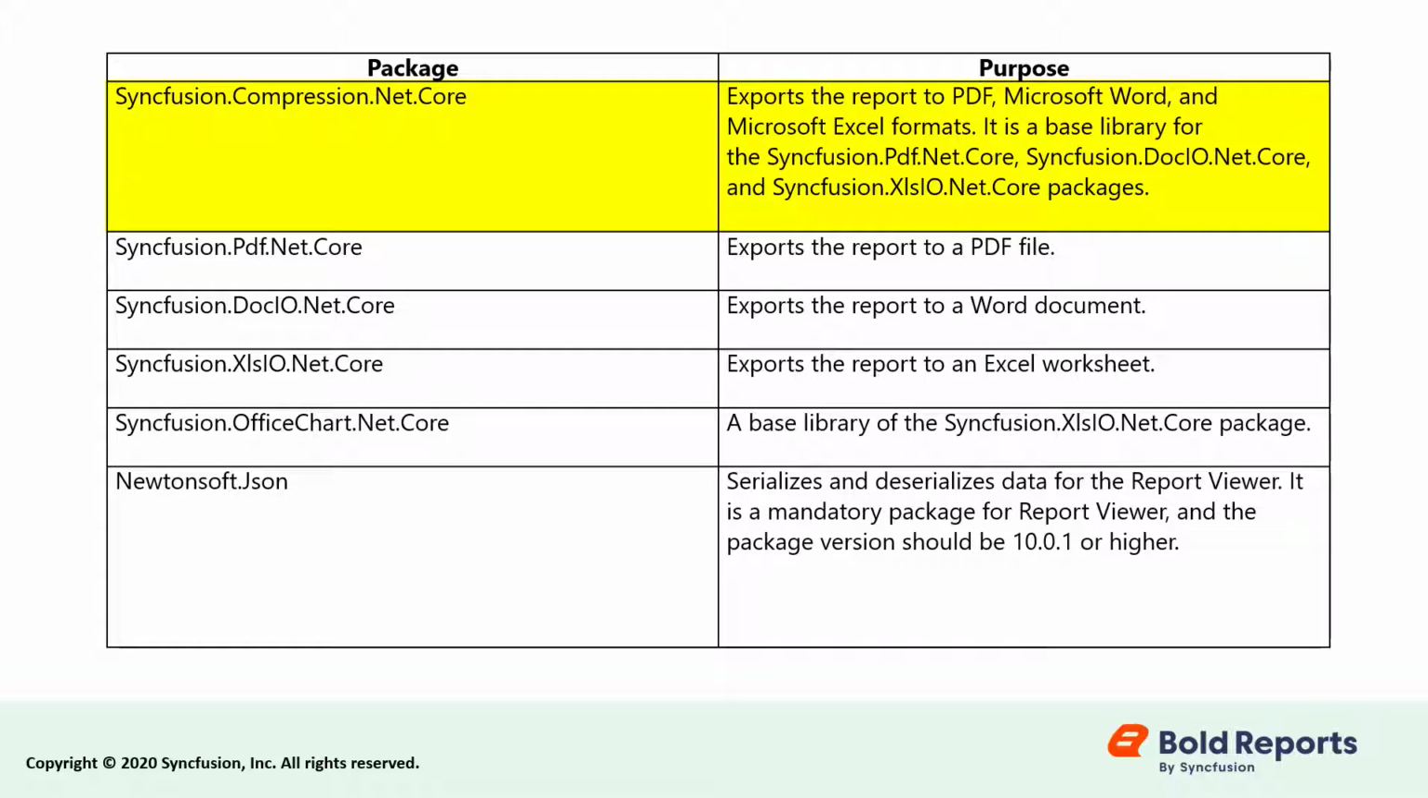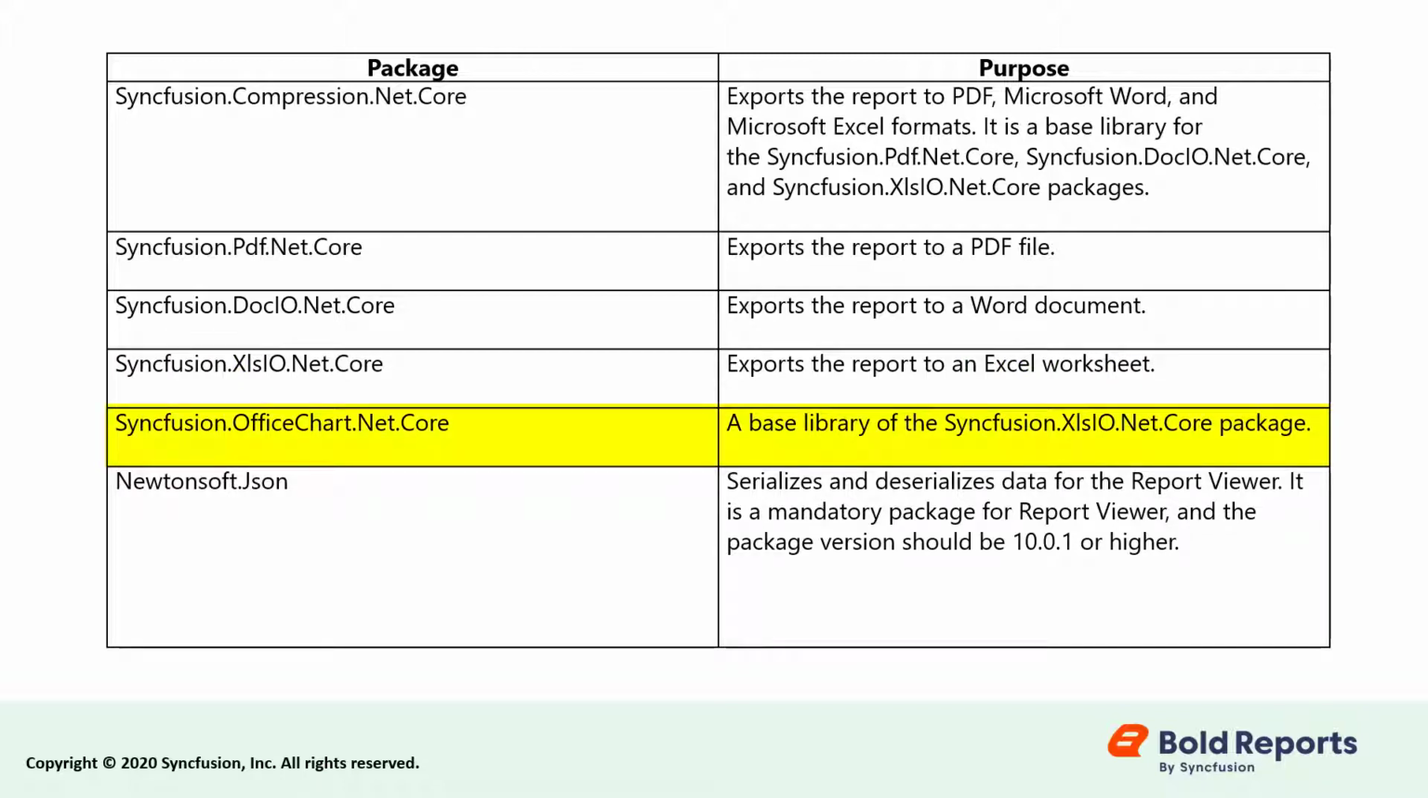The Syncfusion.Compression.Net.Core package is a base library for the PDF, DocIO, and XlsIO packages. The Syncfusion.Pdf.Net.Core package is used for exporting RDL or RDLC reports in PDF format. The Syncfusion.DocIO.Net.Core package is used for exporting RDL or RDLC reports in Word format. The Syncfusion.XlsIO.Net.Core package is used for exporting RDL or RDLC reports in Excel format.